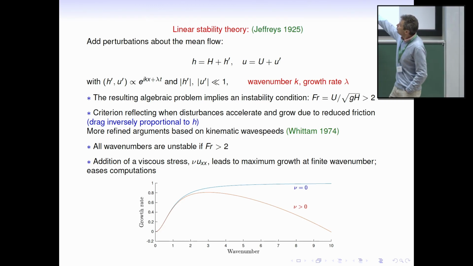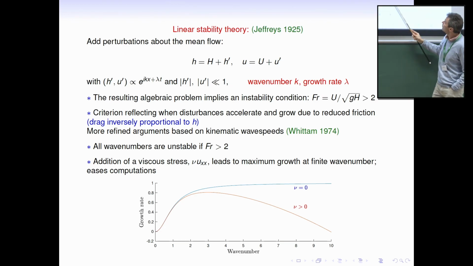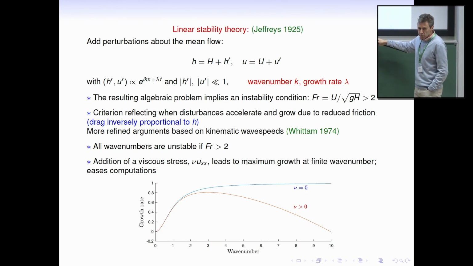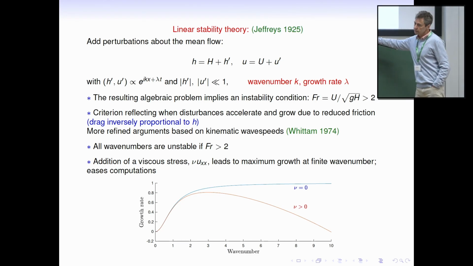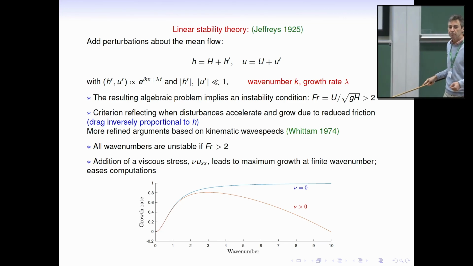So when you look at the dispersion relation, which tells you what the growth rate is as a function of the wave number, then for the St. Venant model, once you're above a Froude number of 2, all wave numbers are unstable. So the growth rate looks something like that, which is a bit of a disaster because it means there's no scale selection for the waves.